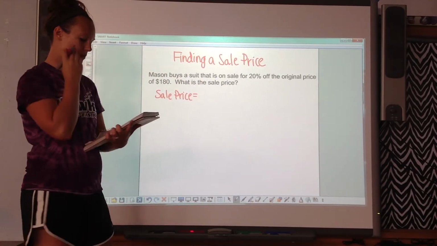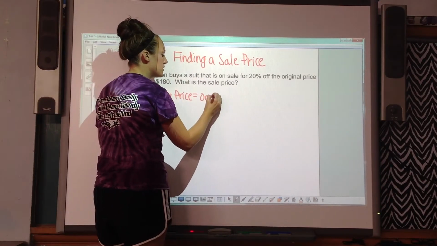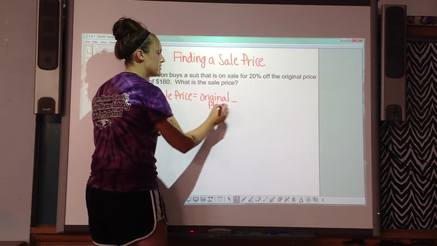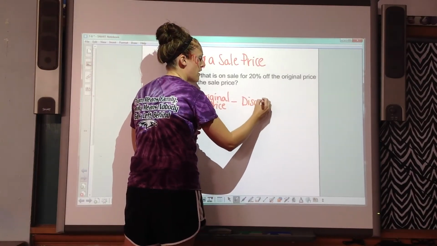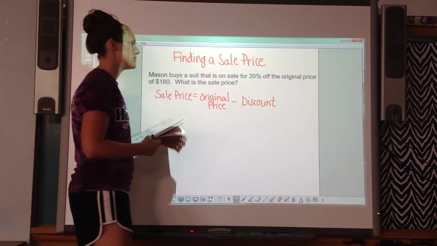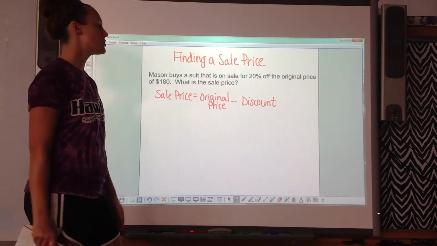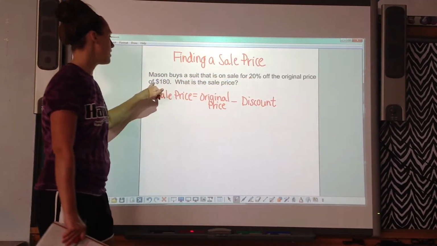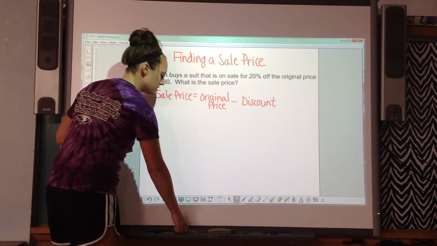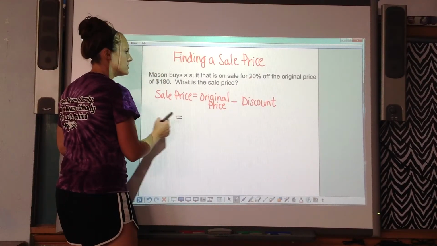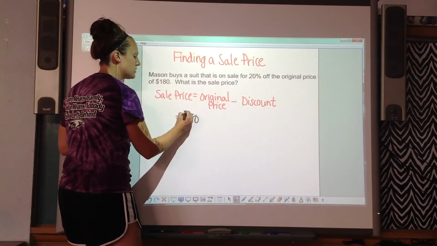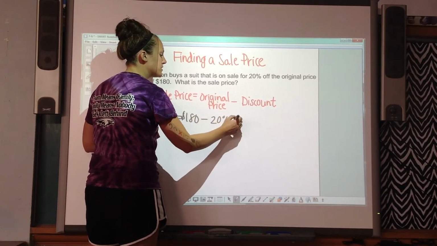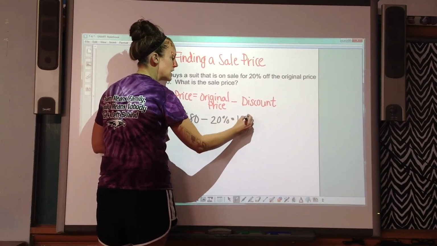To find the sale price, you're going to take the original price and minus the discount. Now they don't go ahead and tell you that the discount is $20 here, they tell you it's 20%, so just like the last set of problems, you're going to have to find 20% of 180. So let's set that up. To find the sale price, you take the original, which is $180. You're going to subtract the discount. 20% of means multiply 180.